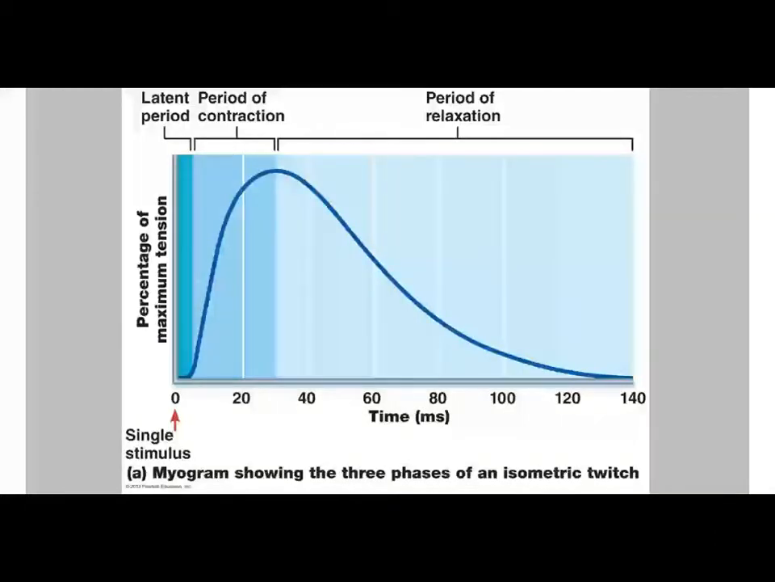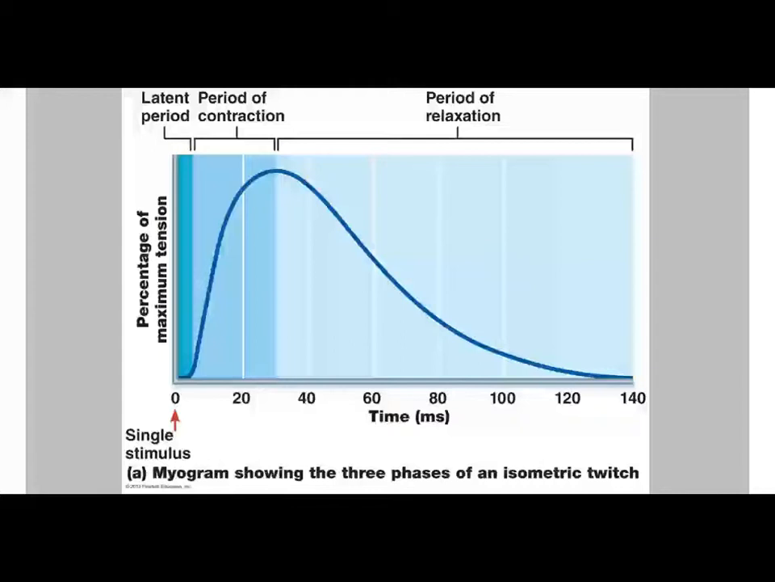Here we see a graph showing something called a muscle twitch. Now, before we actually talk about this graph, I want to talk about what a twitch is versus what a twitch is not. A twitch is not what you typically call a twitch. This is not when your eyelid is having some sort of spasm or when you get a cold chill and your body shakes. That is not the twitch that we're talking about.